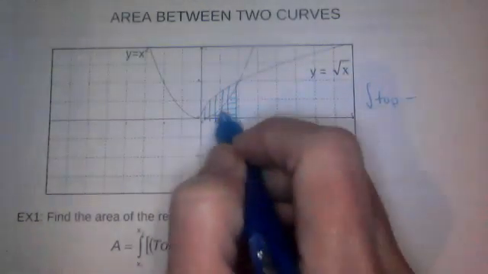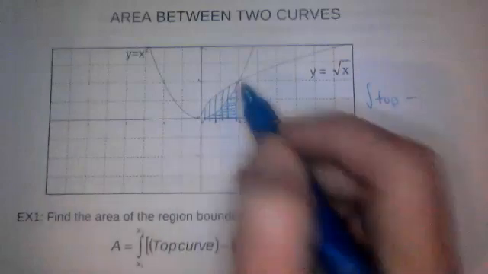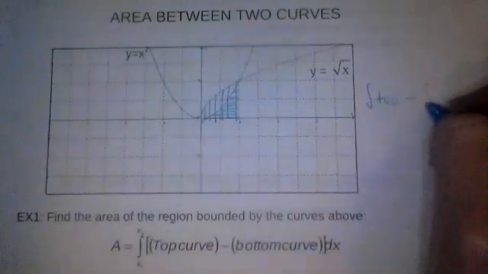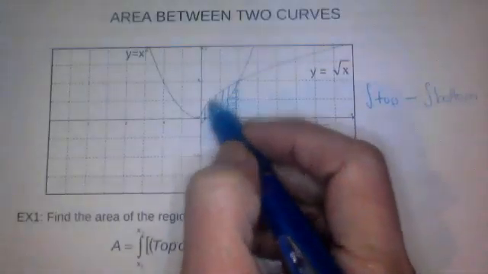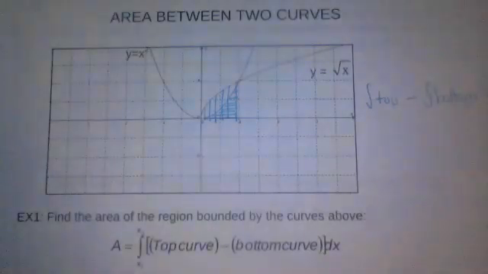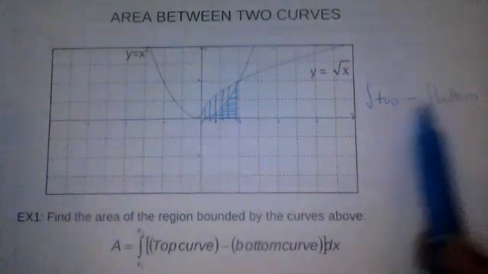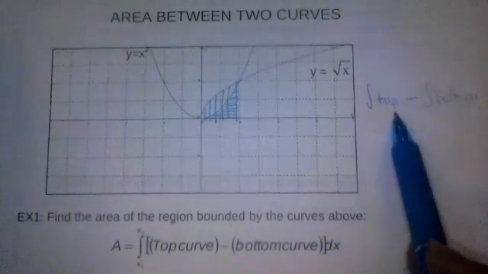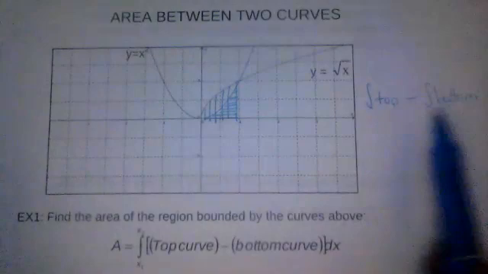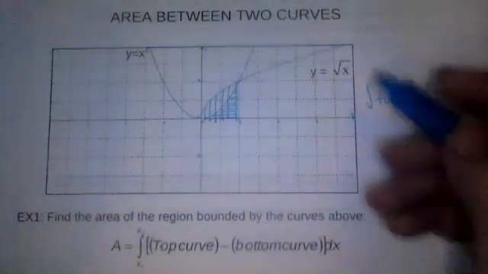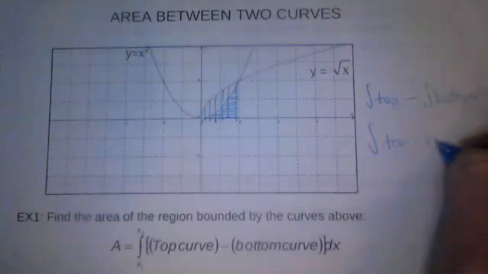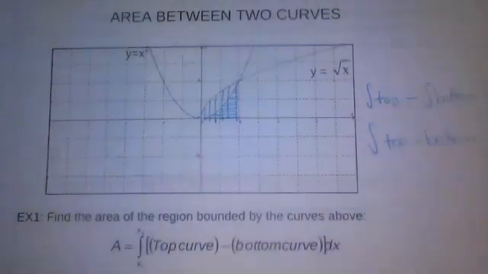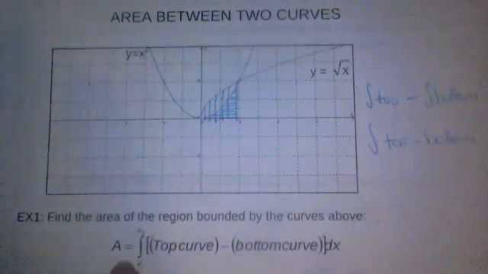And so if I subtract that space under the bottom curve, all that's left is the space in between the two curves. So this is our goal, the area under the top curve minus the area of the bottom. But we already know that we can put these two functions together into one integral and work it out. So that's what they're saying right here.